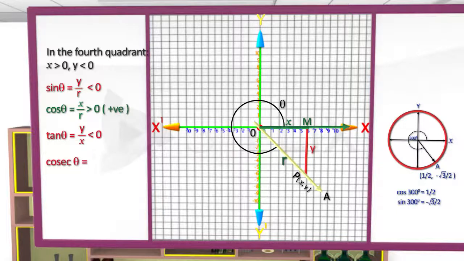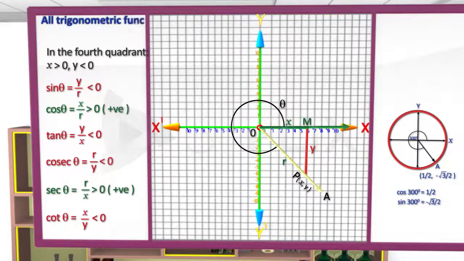Cosecant is equal to r by y, less than 0. Secant theta is equal to r by x, greater than 0. Cot theta is equal to x by y, less than 0. So all trigonometric functions in the fourth quadrant are negative except cosine and secant.